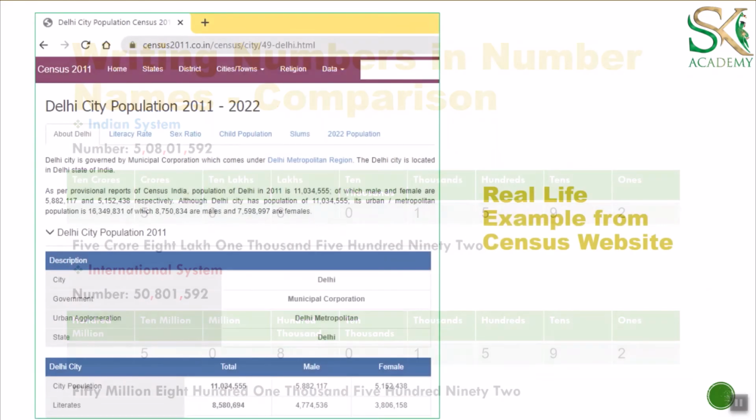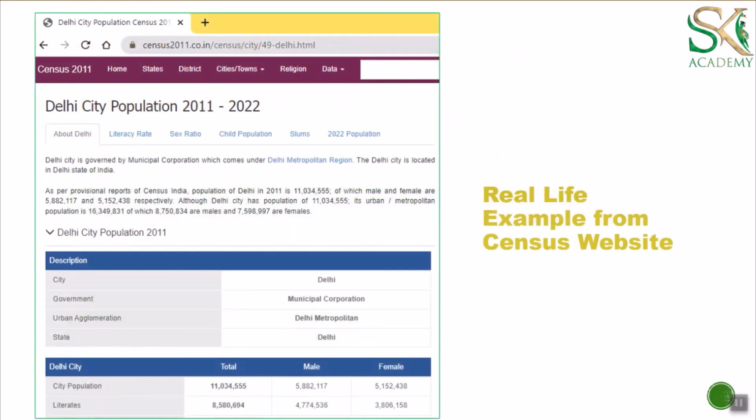Now, what is the real life example? Just like for the Indian system, I have taken an example from one of the websites. This website will give us clarity on how numbers are written in the international system of numeration. See here, how is the number written? The comma is always put after every 3 digits. That means this is following the international system of numeration.